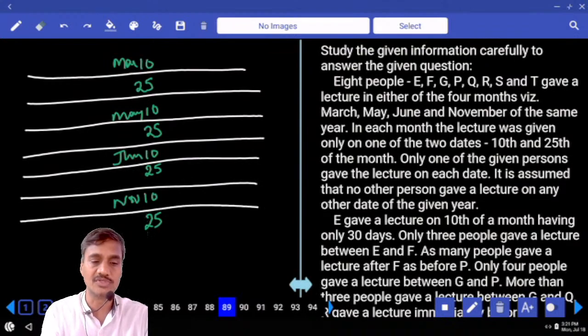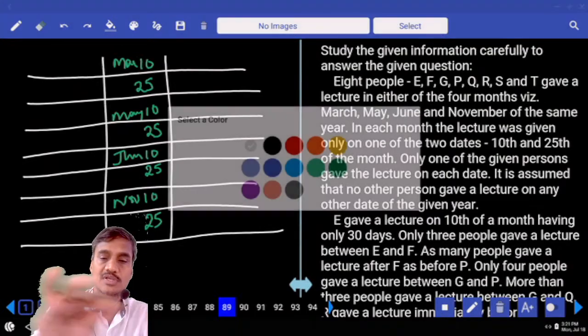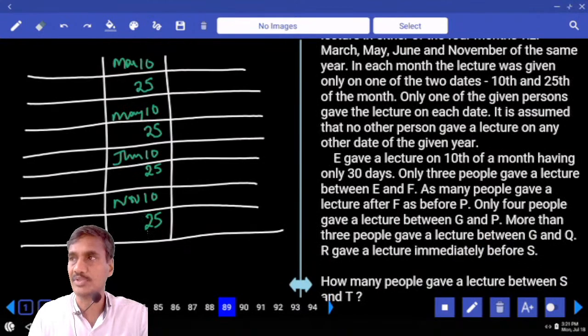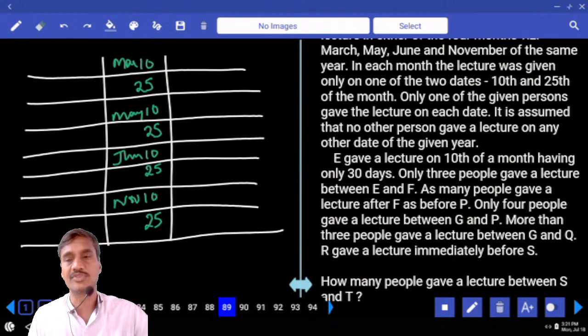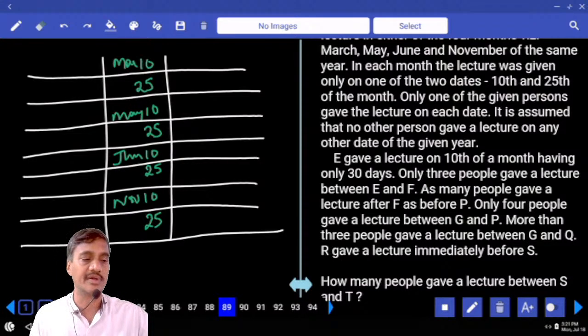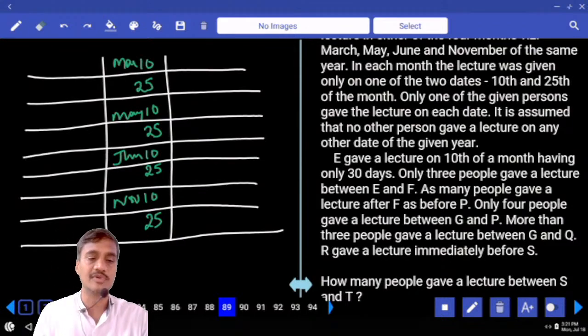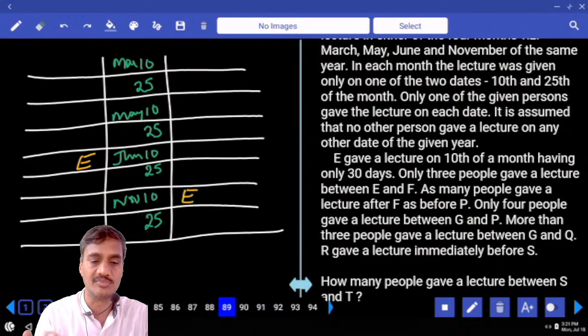Then coming to condition number 1. He gave a lecture on the 10th of a month having only 30 days. The 10th of a month having only 30 days, how many possibilities do we have? June and November are the 2 months having 30 days. So he gives the lecture either on June 10th or on November 10th. There are 2 different possibilities.